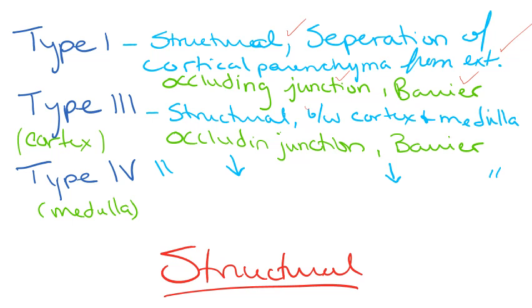Type 3, structural. It's between the cortex and the medulla. It does have occluding junctions that connect the cells together, and it does provide a barrier. Type 4 is structural. It's between the cortex and the medulla. That's what those arrows mean. It's the same thing. It is bound by occluding junctions, and it does provide a barrier. Remember, type 3 is on the cortex side, and type 4 is on the medulla side, and they are all structural.